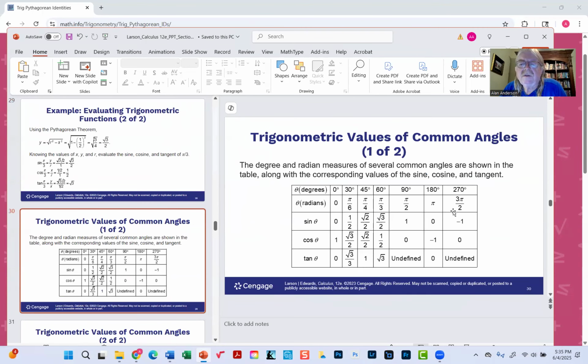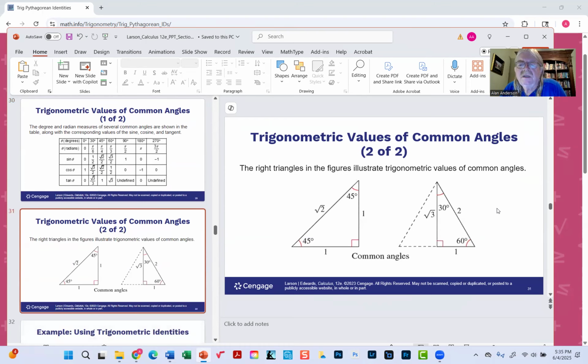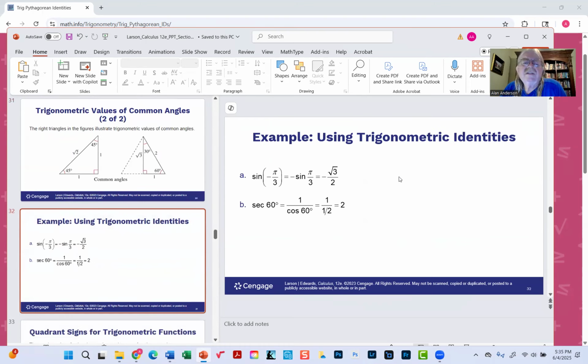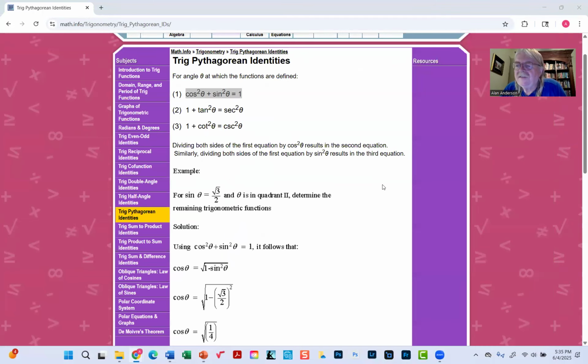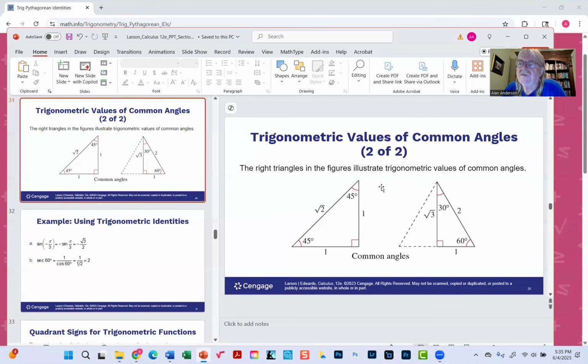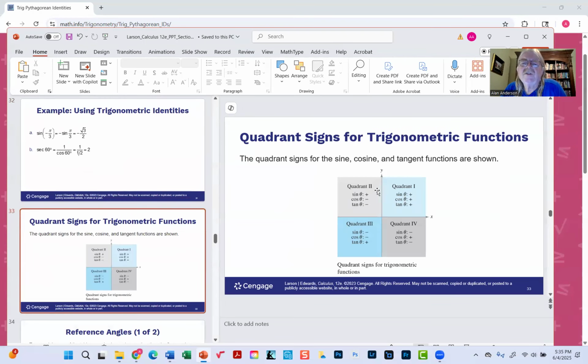So here they're putting together a little chart so you can see some of these angles. These diagrams are there. They're trying to prove why these cosines and sines have the values that they do. They're doing it in terms of geometry, so we don't have to derive any of these. This table, though, might come in handy.